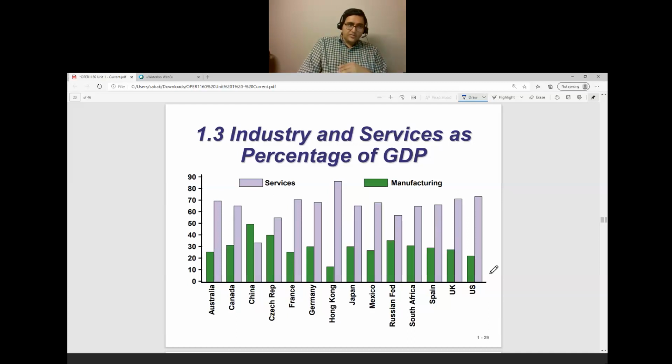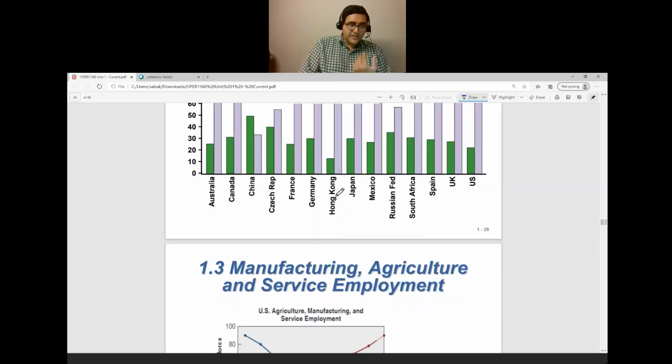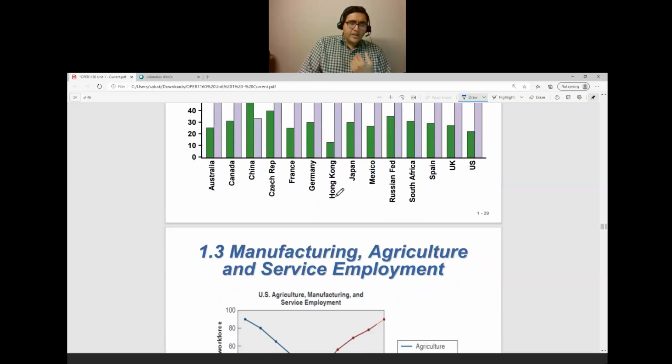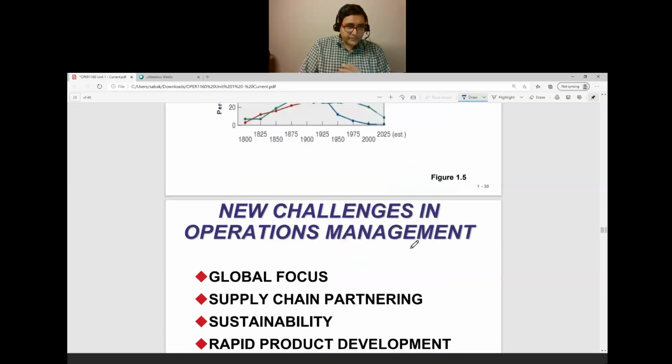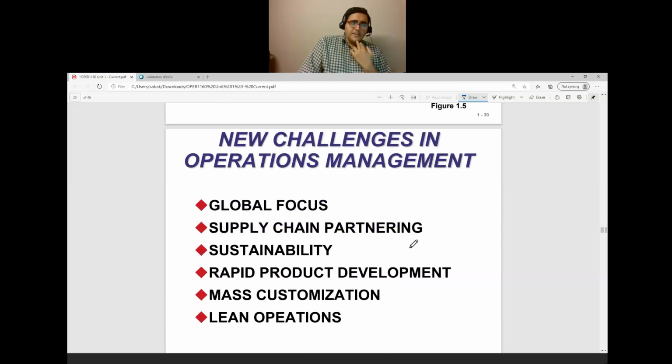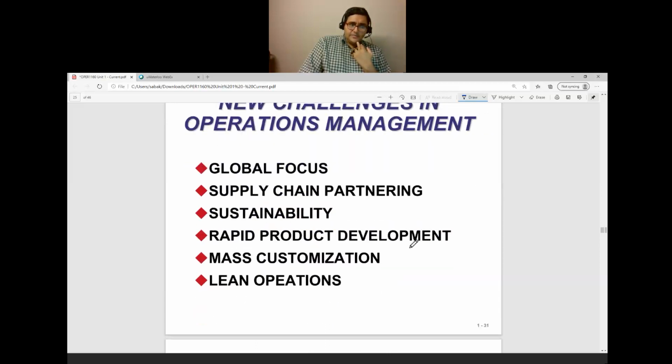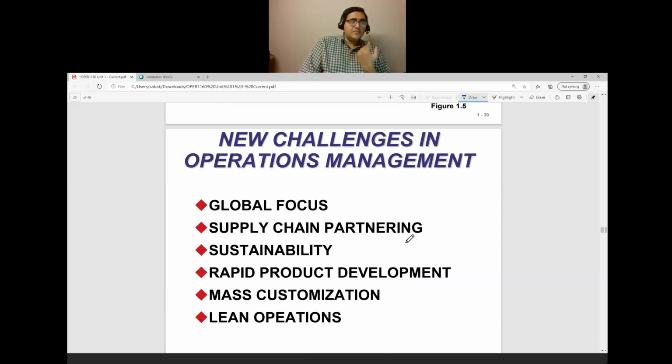Very important to understand. And this figure just shows how much the service industry has grown in the last few years. So in all the developed countries, the service industry is really exceeding the goods industry or the manufacturing industry. And there are some of these changes in how things are being done over a period of time.